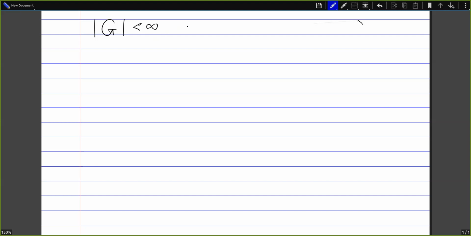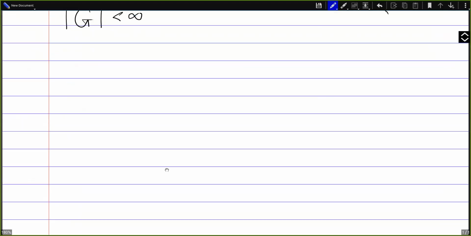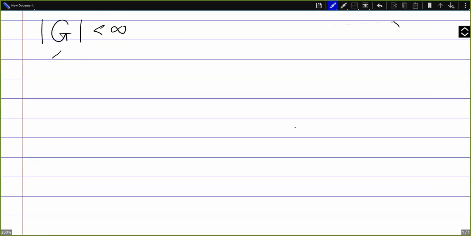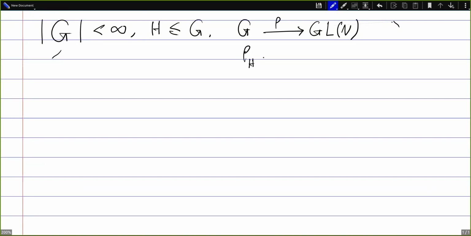So let G be a finite group, and let H be a subgroup of G. Also assume that rho is a finite dimensional complex representation of G. We restrict rho to H, which gives me a representation of H on the same vector space V. Let W be a subspace of V which is H invariant, so that we can talk about the sub-representation of rho restricted to H on W. Let's denote that by theta.